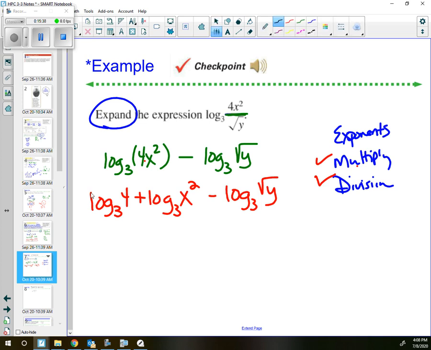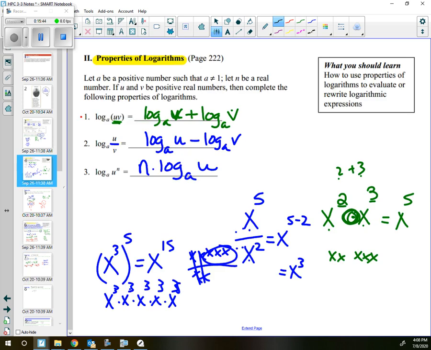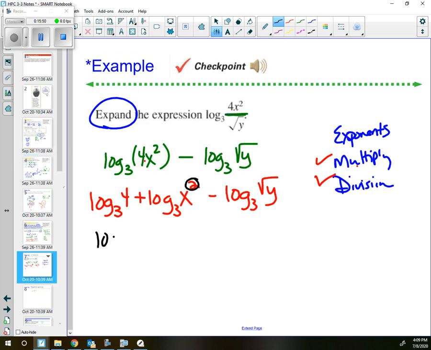Okay, now exponents. So the first one is pretty easy to deal with. So we have that x squared, that's that product power property, number 3. So that n comes out front. So that one makes sense, I think, to most people. Log base 3 of 4, though, there's no operation left in 4. We're good. Bring the 2 down. So that would be 2 times the log base 3 of x minus.